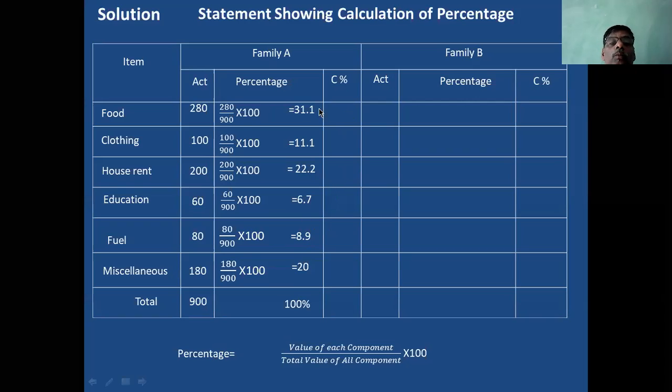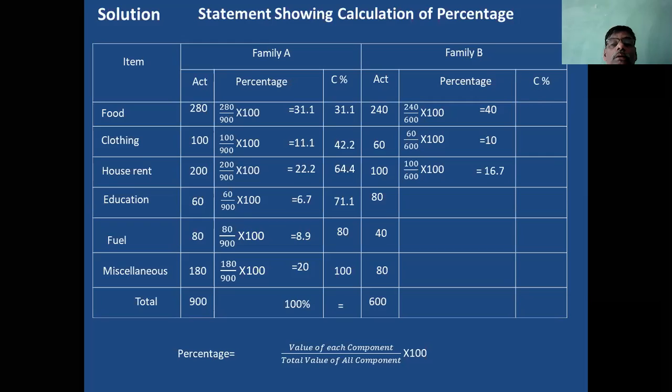Then cumulative: you take the first, add the second, then add the third, fourth, fifth, sixth, total 100. 100 tally. In this way, you have to check. Then you come to the second part. Actual values, percentage: first is 40%, second is 10%, third is 16.7%, next is 13.3, then 6.7, next 13.3, total 100%. Make it cumulative: 40 plus 10, 50, 50 plus 16.6.